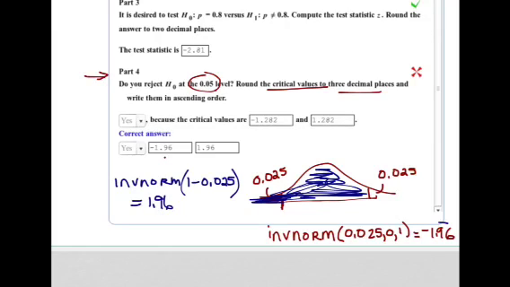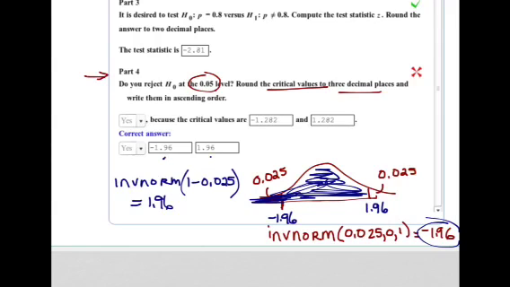Now usually what I do is I just go with this. I have negative 1.96. I know that that's here. So then this one is going to be positive 1.96. The critical values are always symmetric when we're working with the normal distribution. So now we've got negative 1.96, 1.96.